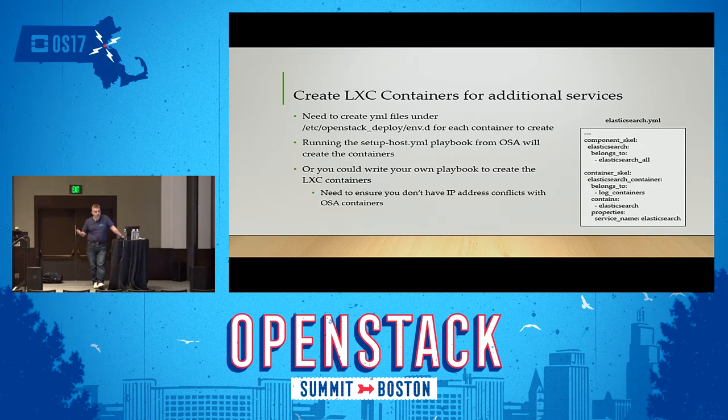You obviously have the option to write your own code if you want. We actually did that because we wanted our playbooks to be able to run without OpenStack. And if you do that, you end up with a lot of hassles, like having to ensure you don't conflict with IP addresses that OSA uses. So I would say it's much easier to just create a properties file and have OpenStack Ansible create your containers versus doing it yourself.